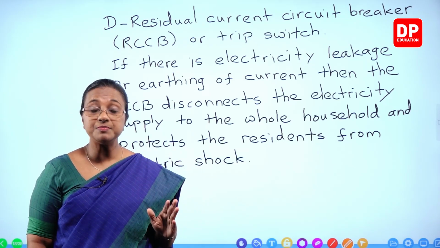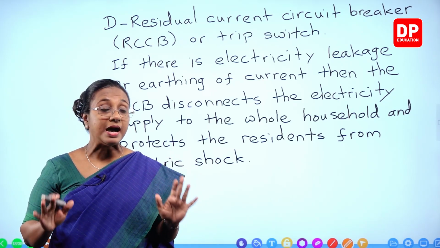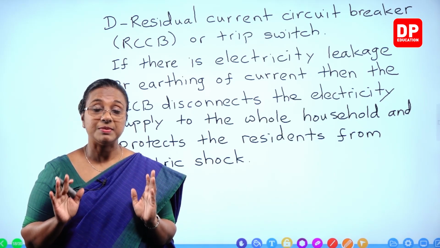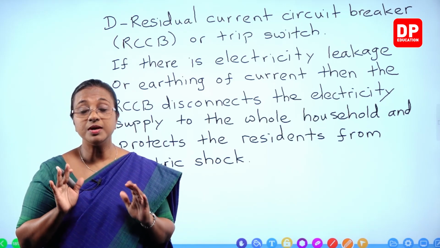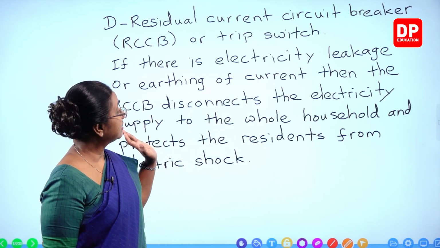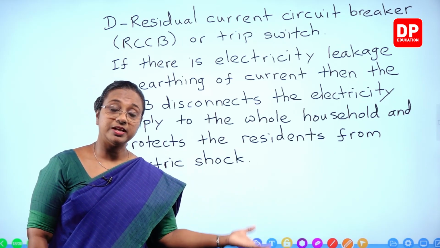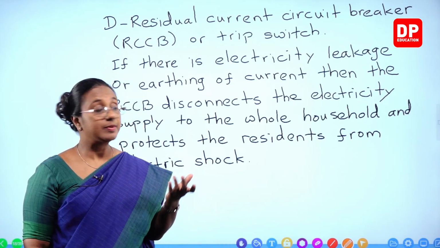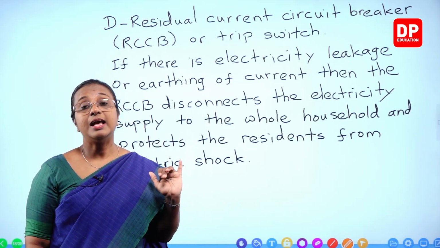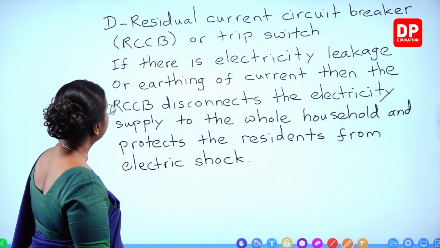And you all have to remember, students, you don't have to write that down here, but sometimes the trip switch disconnects electricity supply when there is lightning. But it does not ensure protection against lightning. You have to remember that. Only against electricity leakage or earthing of current, when electricity passes through a person or it gets earthed normally, then automatically the trip switch or the RCCB, residual current circuit breaker, disconnects the electricity supply to the household. That is the function of the RCCB.